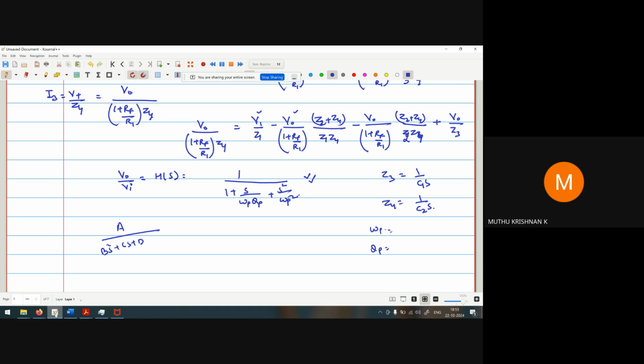Any other doubts? And sir, in the filter concepts, why do we particularly or specifically take the 1 by root 2 value? 1/√2 value. What's so special?